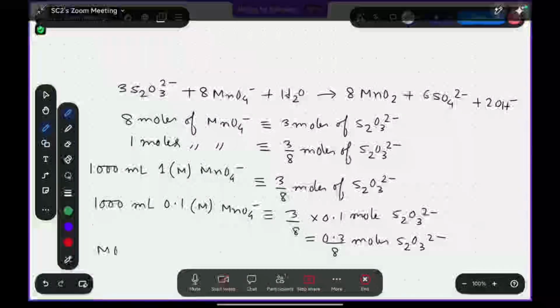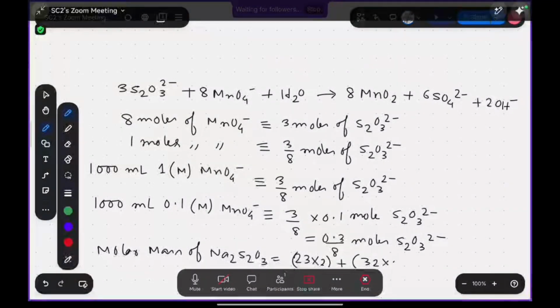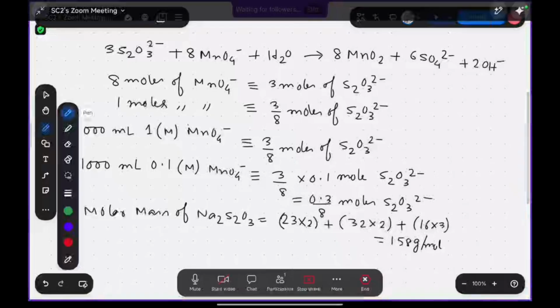Now, molar mass of sodium thiosulfate, how do you calculate it? Sodium is 23, so 23 into 2, plus sulfur is 32 into 2, and oxygen is 16, so 16 into 3. That would simply mean that it is 158 gram per mole. The molar mass of sodium thiosulfate is 158 gram per mole.